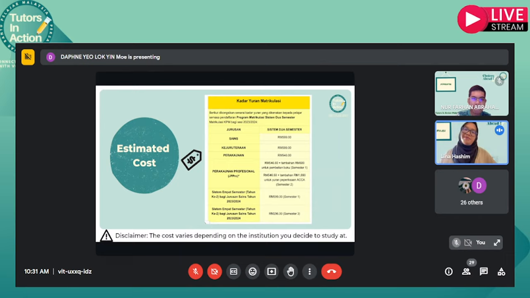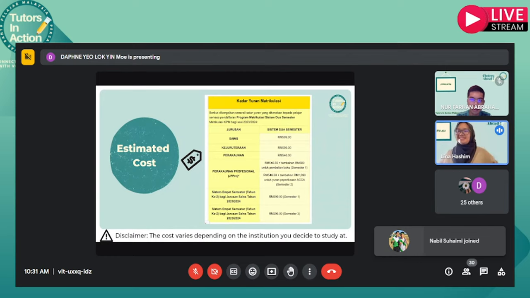For the estimated cost shown here, they say they have professional accounting. But professional accounting is only in College Matriculasi Selangor. So if you plan to take professional accounting, please apply to College Matriculasi Selangor, because that is the only place that offers it. The rest of the College Matriculasi all around Malaysia only offer ordinary accounting and science too.